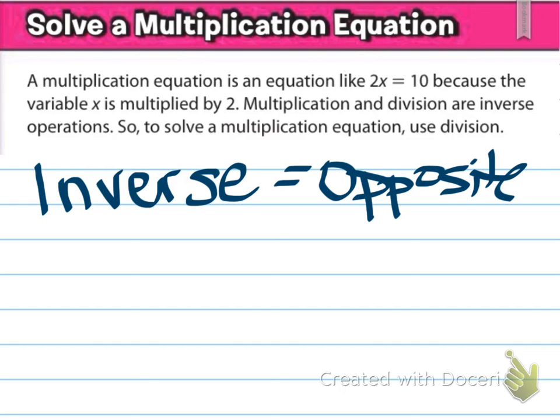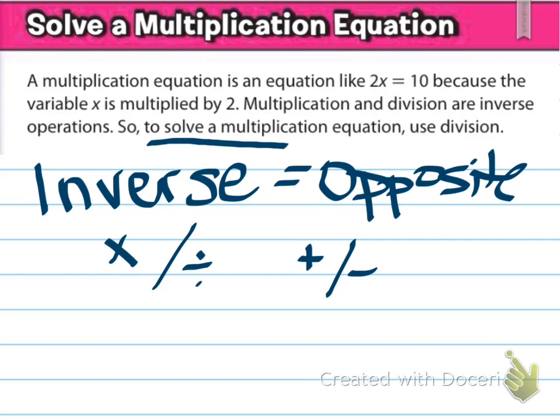Okay? So if we're talking about multiplication, the inverse is division. When we were talking about addition, the inverse was subtraction. When we had subtraction, the inverse was addition. When we have division, it'll be multiplication. So we're doing the opposite. So to solve a multiplication equation, we're going to use division because it's our inverse.